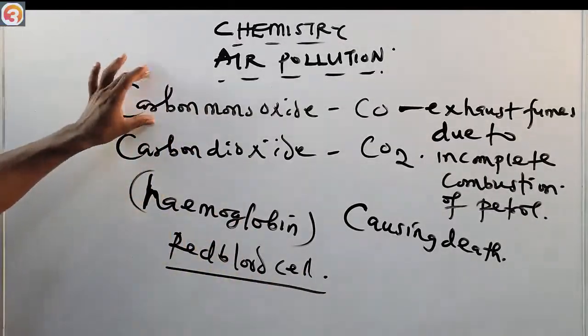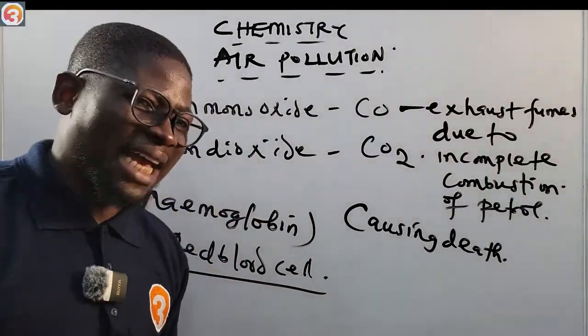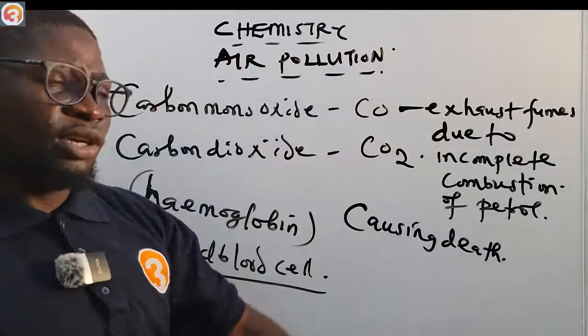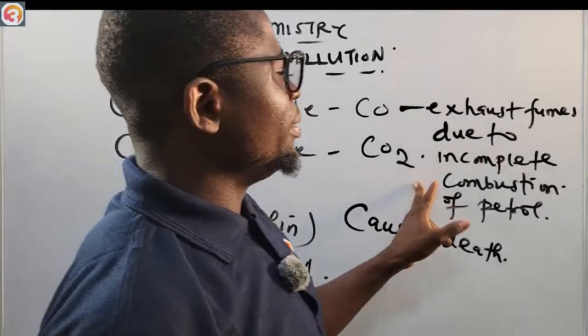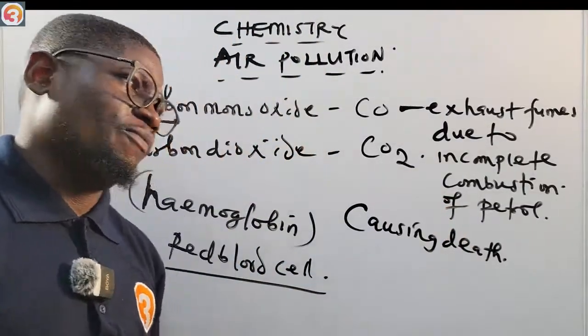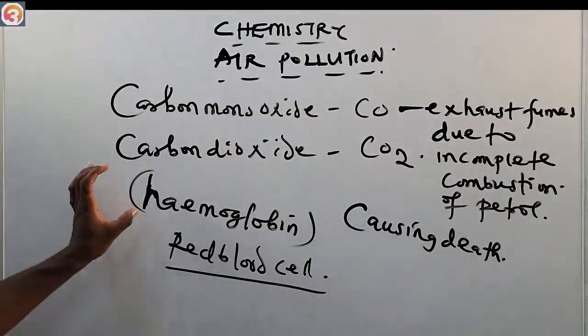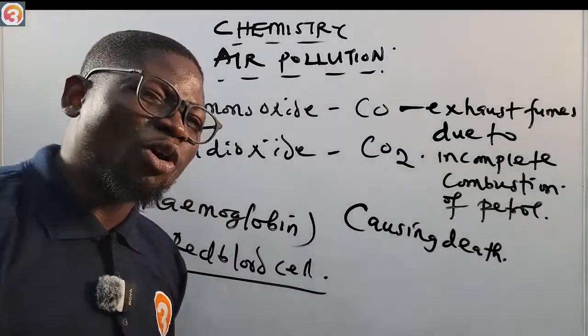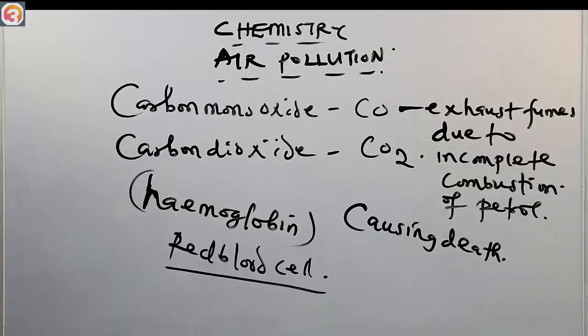So carbon monoxide is an oxide of carbon. We say it is found in exhaust fumes due to incomplete combustion of petrol. It mixes or combines with hemoglobin in our blood and then reduces the oxygen carrying capacity of the blood.